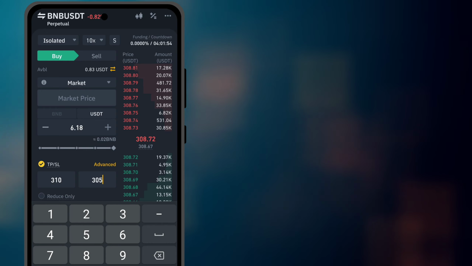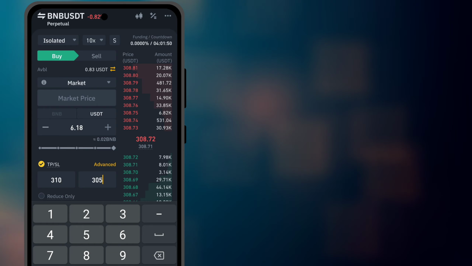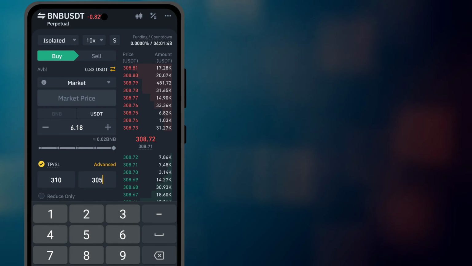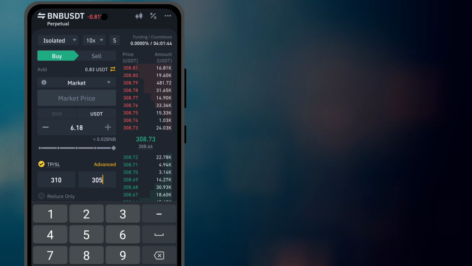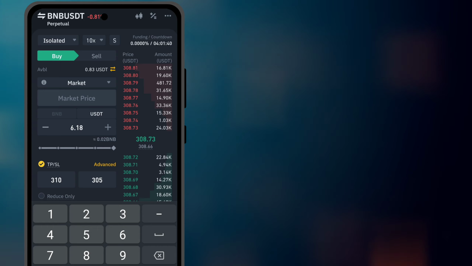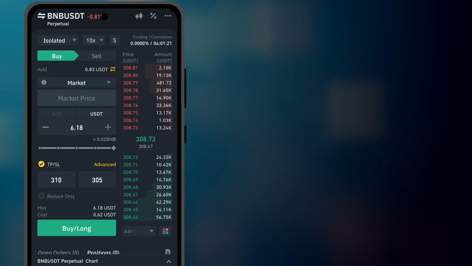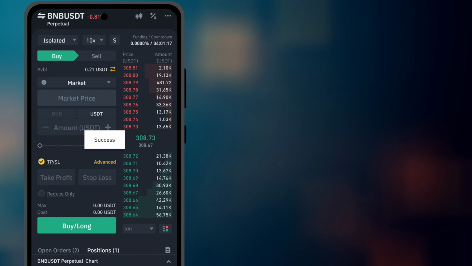This means that since your TP is 310 and you enter at 308, if the market does not go as planned, if the market is coming down, once it gets to 305, you will be out of the market, which means that you only lose a little amount of your portfolio. You understand? That is why this stop loss is very important. Then with that, you can execute your trade, and you can see that your trade will be open.